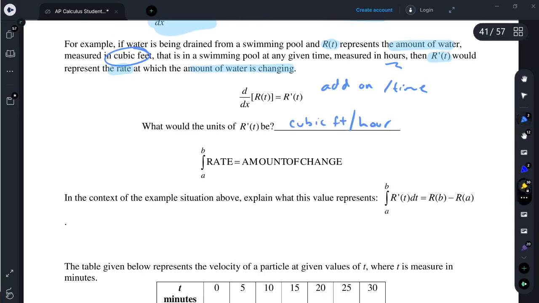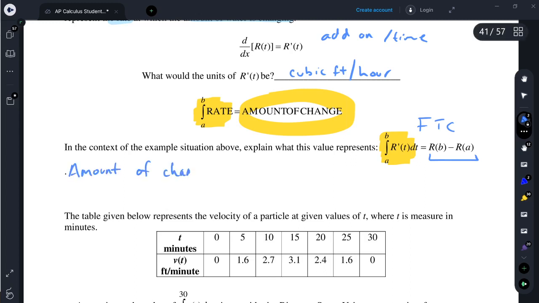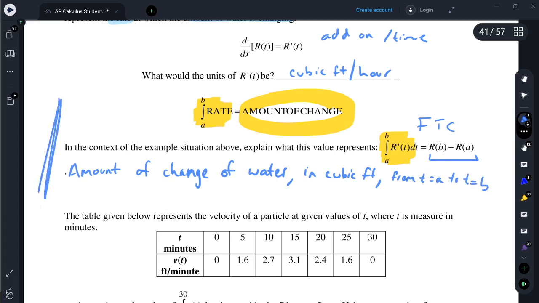Now, this is our new part: the integral of a rate is the amount of change. It's the amount of change, or the net change, but amount of change is good. So what would the integral of R prime of T dt represent? Well, FTC tells us that the integral of any derivative is big R of B minus big R of A. So this would be the amount of change of the water in cubic feet, from T equals A to T equals B. And this is our big key for today.